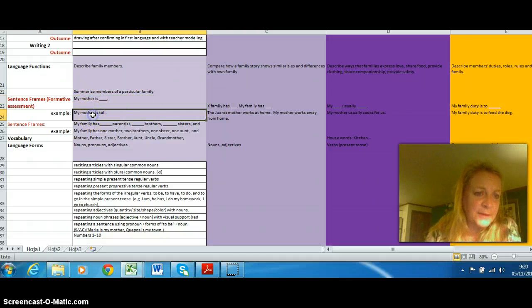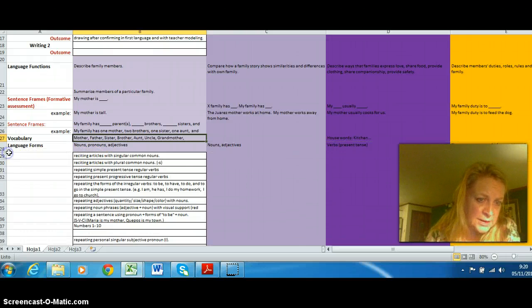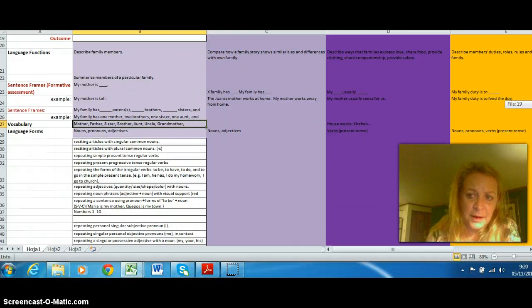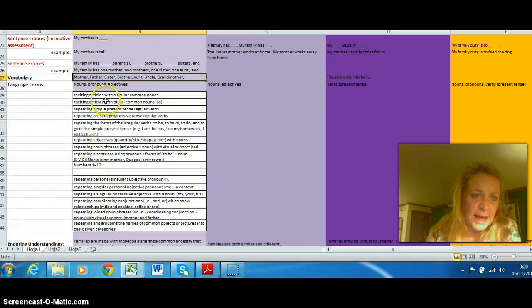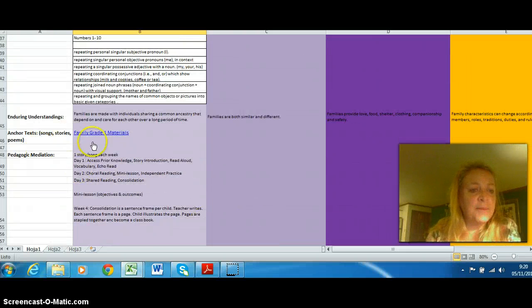So here's an example of what would be in the sentence frame, and the same is true here. Okay, and then I looked at language forms, what would be natural forms that would be used during that part of the unit on grade 1, and I put those here. And then again, the enduring understandings. And then I started putting in some pedagogic mediation here for what I'm assuming would be a 4-week unit.